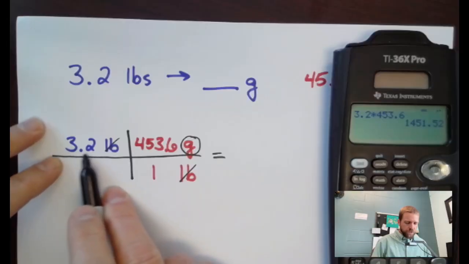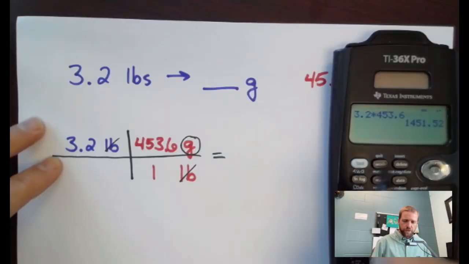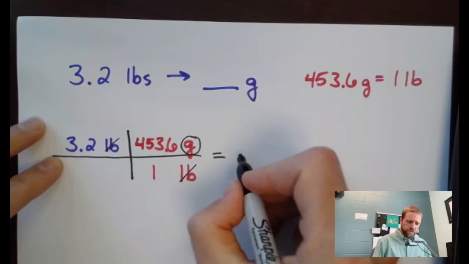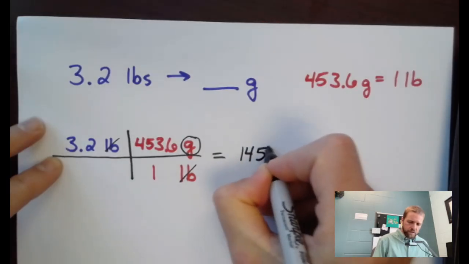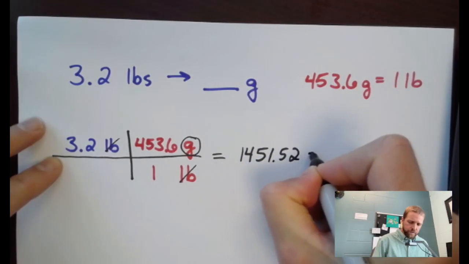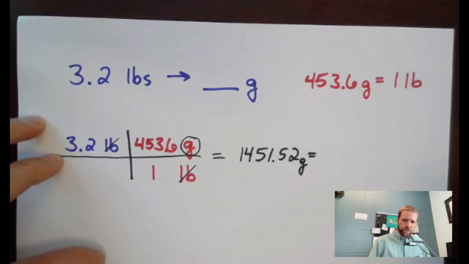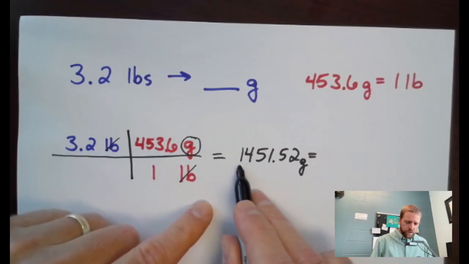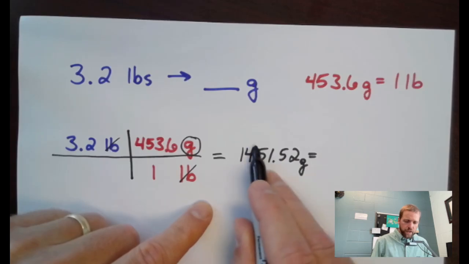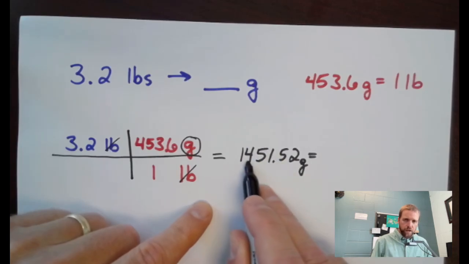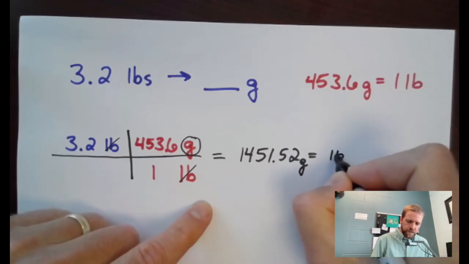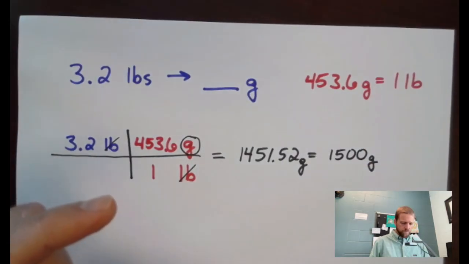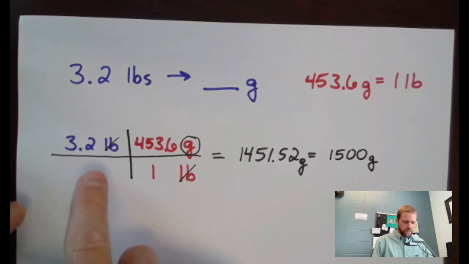So I started off with 2 significant figures, 3.2, so I want to end with 2. So I'm going to round this to 1,500. So it would be 1,451.52 grams. And I'm going to round, so I only want to keep 2 non-zero numbers here. So I'm going to keep the 1 and I'll keep the 4, and if I look, I need to round this up. So I'm going to round that one up to 1,500 grams. All right, and this is how you can do a unit conversion.